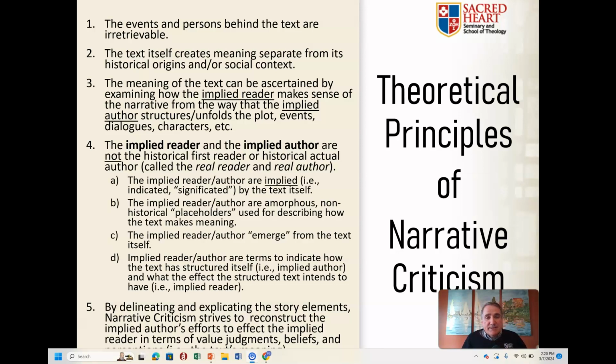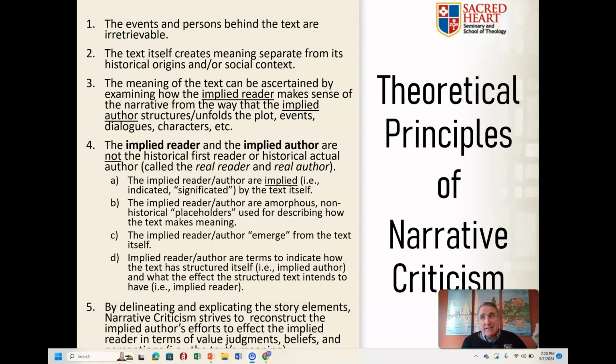So they have this disembodied implied reader and implied author. So let's unpack that here with principle number 4. The implied reader and the implied author are not the historical first reader or the historical actual author. Those are called real reader and the real author, right? So that's not what we're talking about. That's not the implied reader nor the implied author.